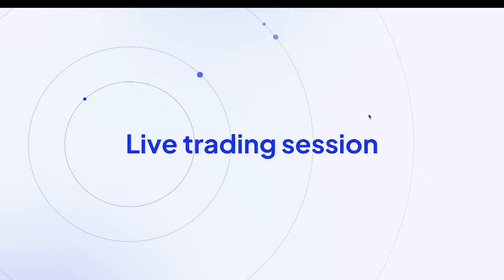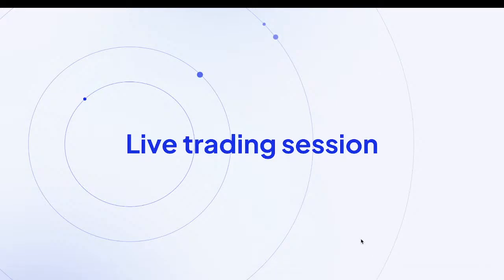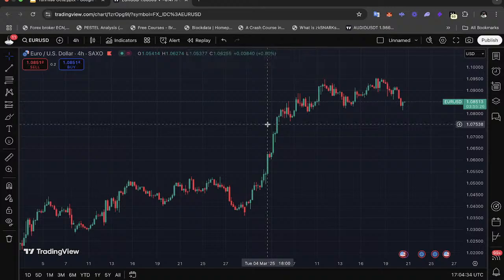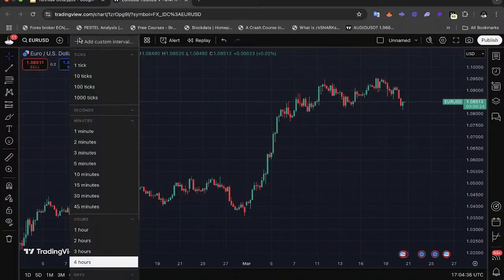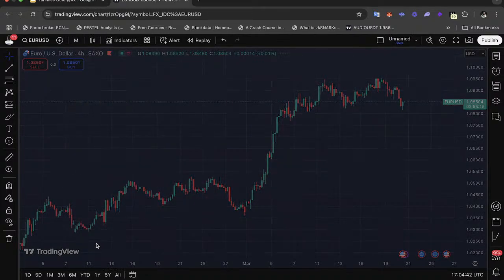Now, let's take a deep dive into the trading session. So today we're going to start with EURUSD. And since we are doing a top to bottom approach, we'll start from the monthly time frame.